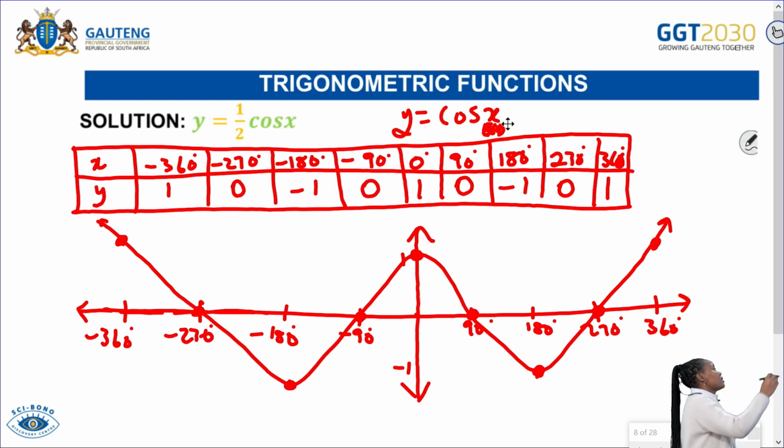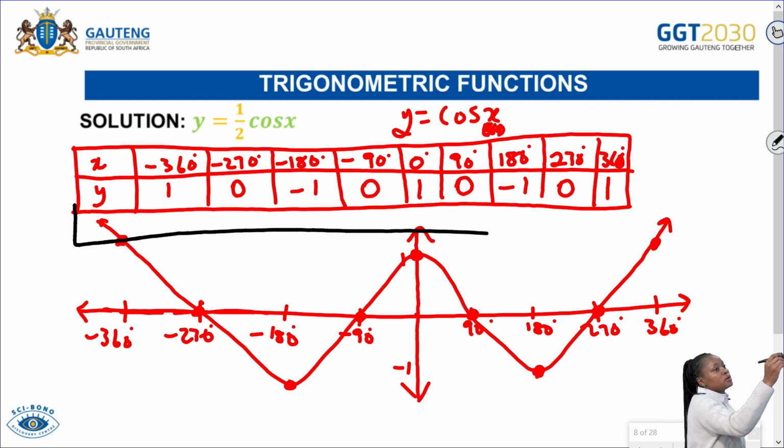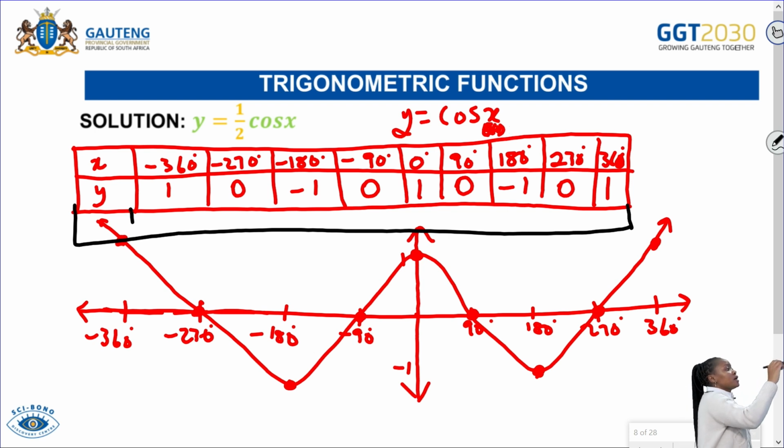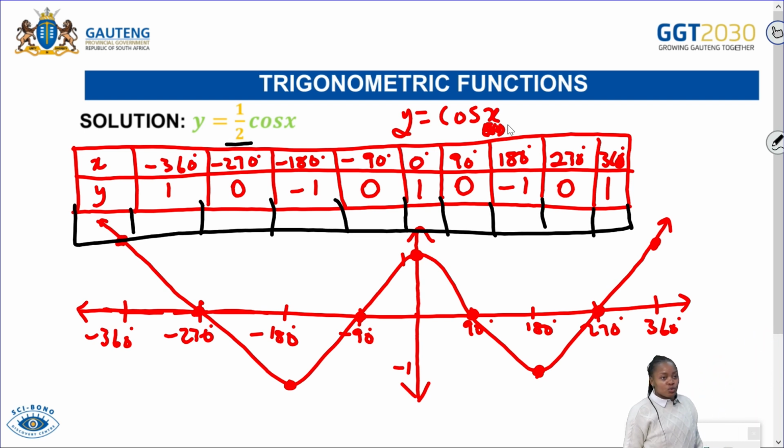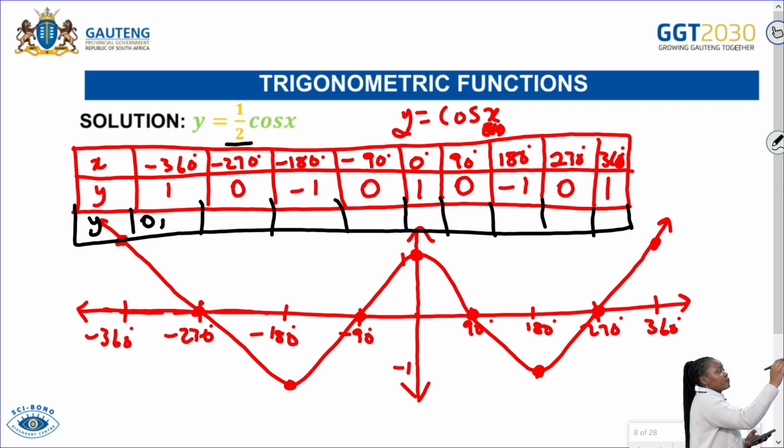And then from there, I need to sketch the graph that has a change in the amplitude. So the amplitude has been changed to be 1 over 2. So it means the value of y now is going to be multiplied by what? By 1 over 2, right? So instead of having 1, now I'll have 1 over 2 as my value of y. If I substitute negative 360 in that equation of 1 over 2 cos, you'll get 0.5.